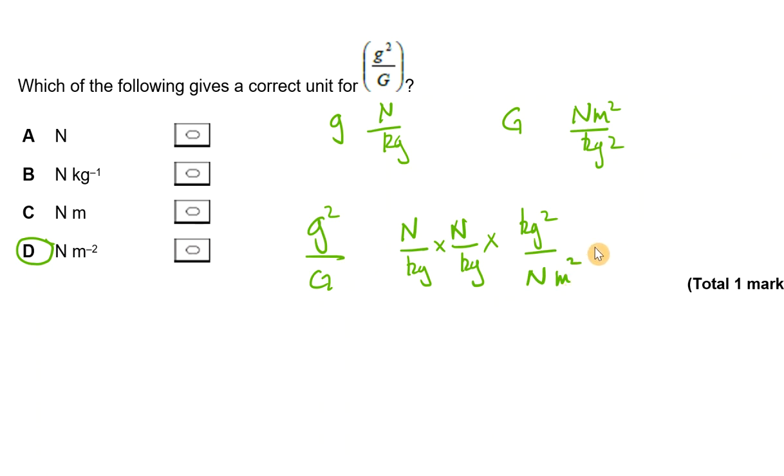Now let's see if we can do a bit of cancelling. I can get rid of one of those newtons, I can get rid of both of those kilograms, and it's going to leave me with newtons per meter squared. The answer is D.